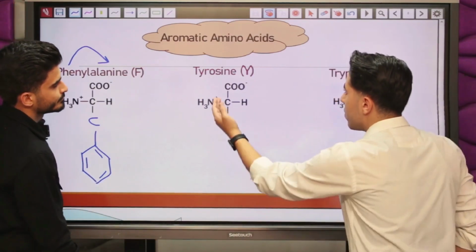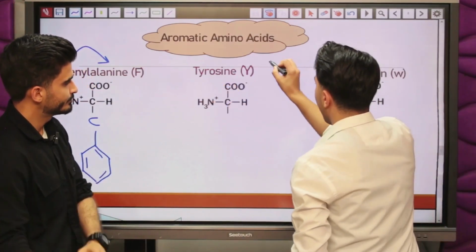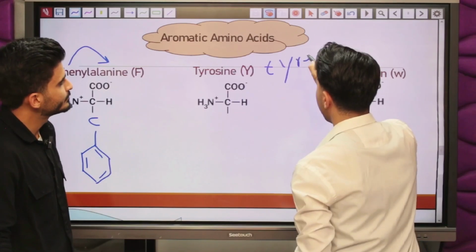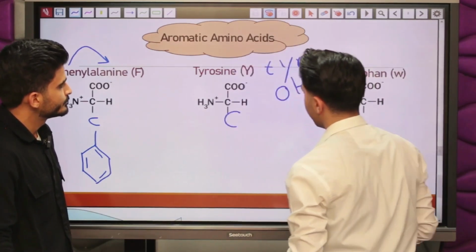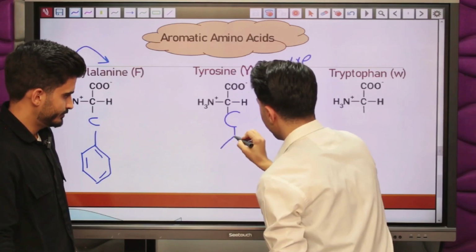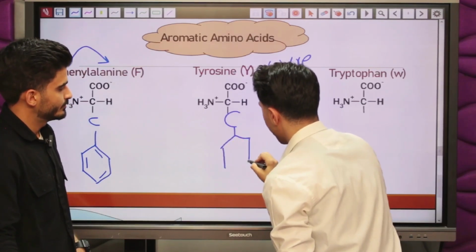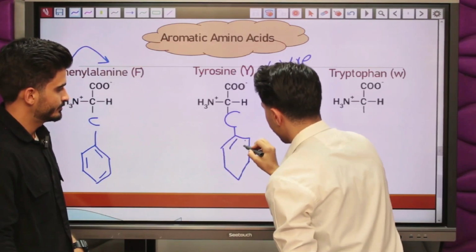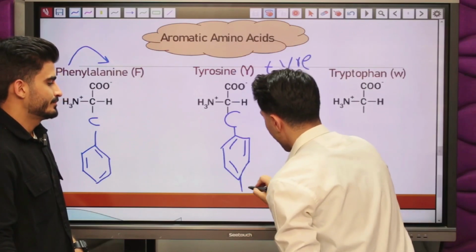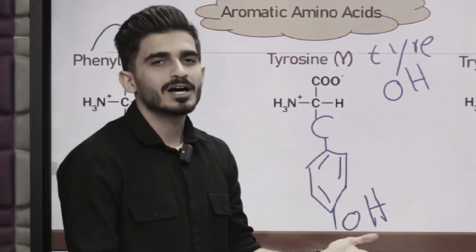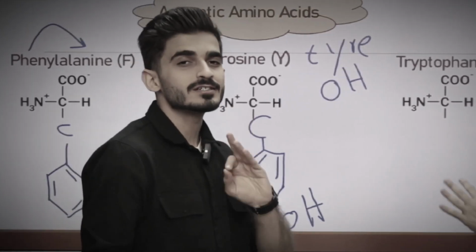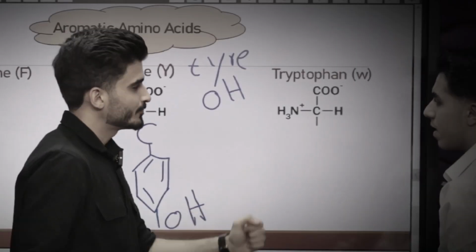Well, we have already studied tyrosine. It's tyrosine. So starting with alanine, draw a ring, and add an OH on it. Hydroxyl group.